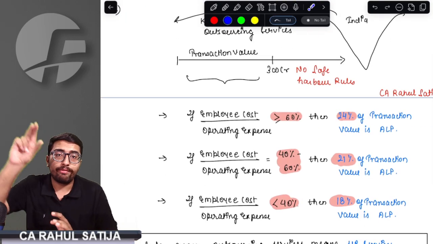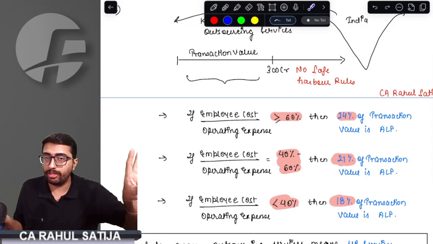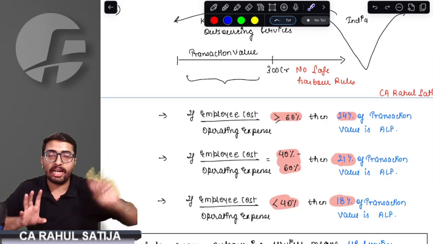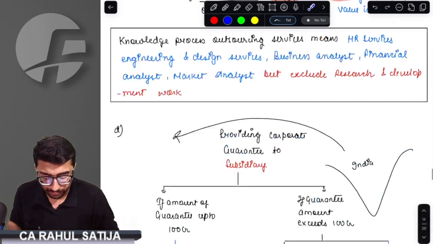How much is to be declared? You have to check employee cost divided by operating expense. If it exceeds 60%, 24% is to be charged. If it is between 40 to 60, 21% is to be offered. If it is less than 40, you have to add 18%.